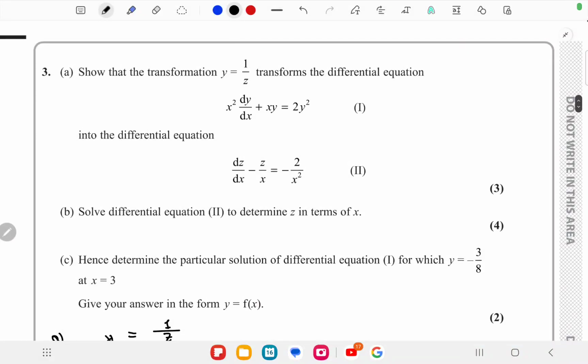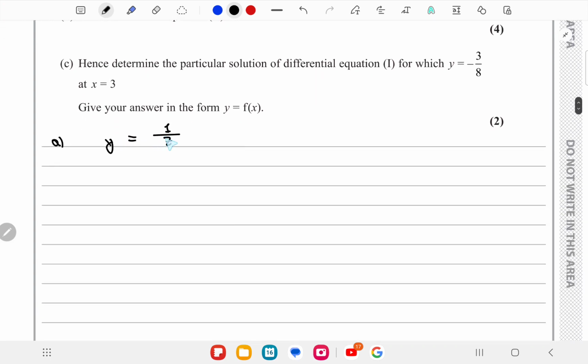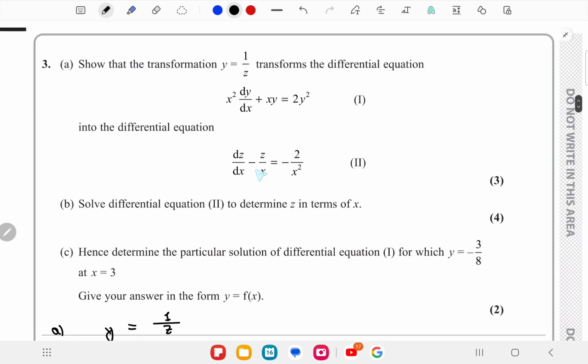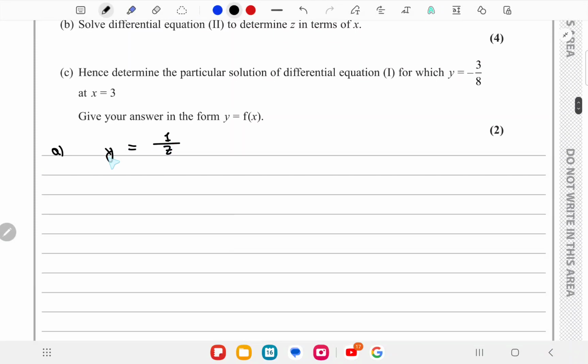We have the transformation y equals 1 by z, and using that we have to transform this differential equation involving y and x into one with z and x. So we have y and z. As we have dy by dx in this equation and not in this, we'd like to differentiate this equation with respect to x. We'll get dy by dx on this side, and we'll get minus 1 by z square times dz by dx on this side.